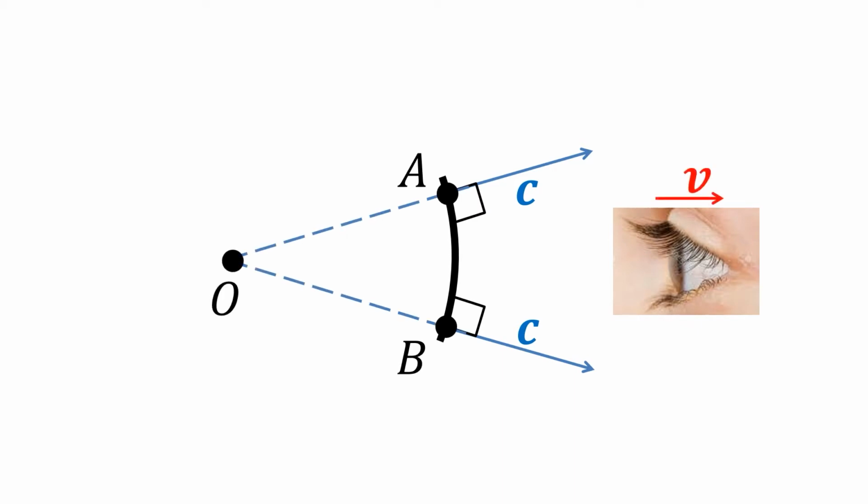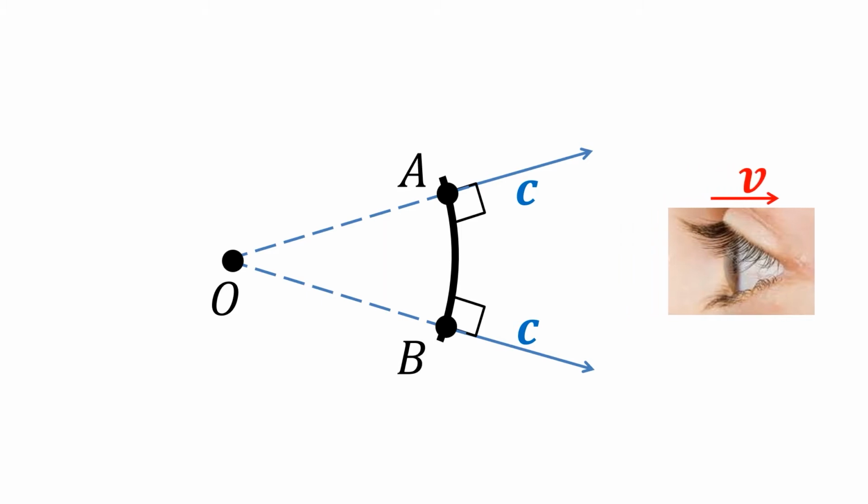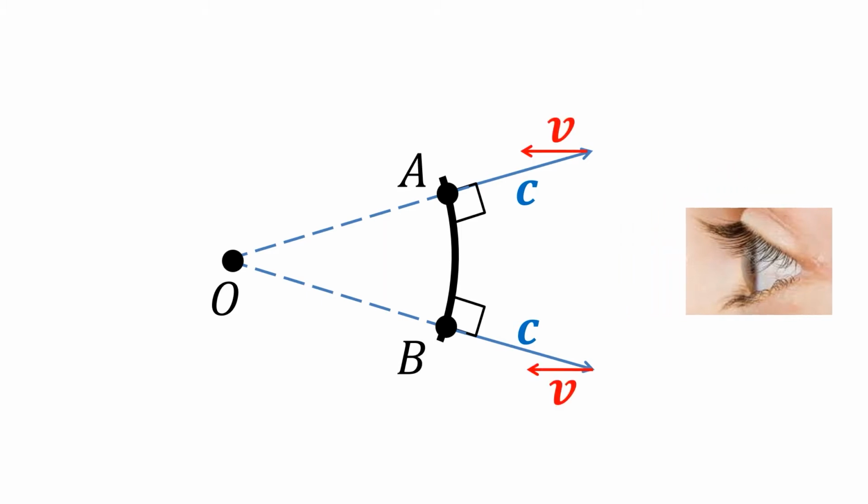Now the observer moves backwards at the speed of v. This is the equivalent situation, and these are the resultant velocity vectors which correspond to an illusory wavefront. We see that the apparent curvature of this wavefront is greater than the real curvature, and the apparent center is nearer than the real center.